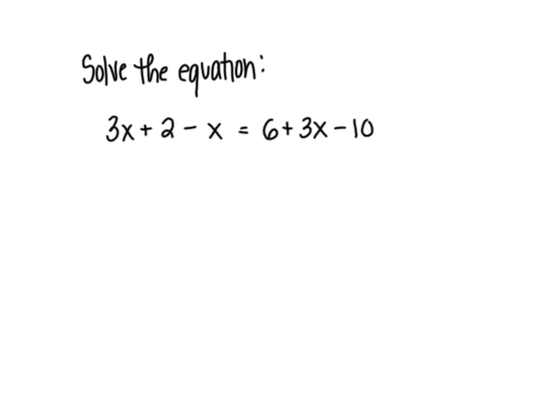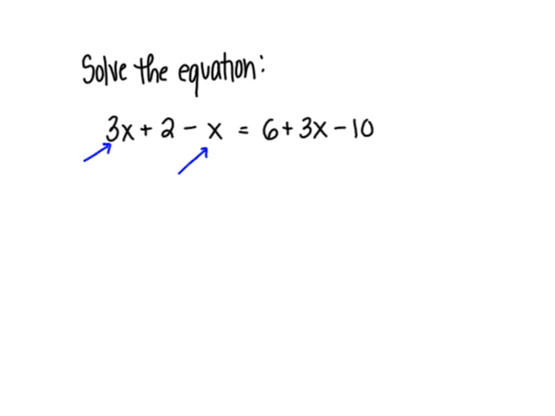So I want you to solve the equation, and the equation is lengthy. It's 3x plus 2 minus x equals 6 plus 3x minus 10. There are a good many terms there. So the first thing that we can do is simplify terms that are alike, and so that will condense the number of terms. For example, on the left side, I have a 3x and a minus x.